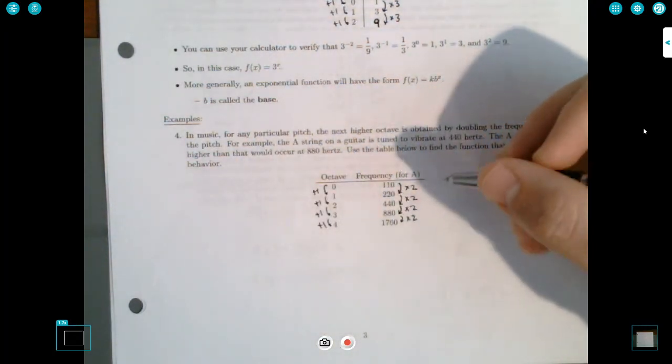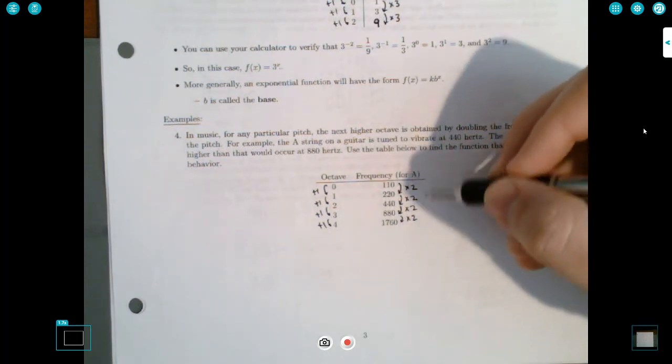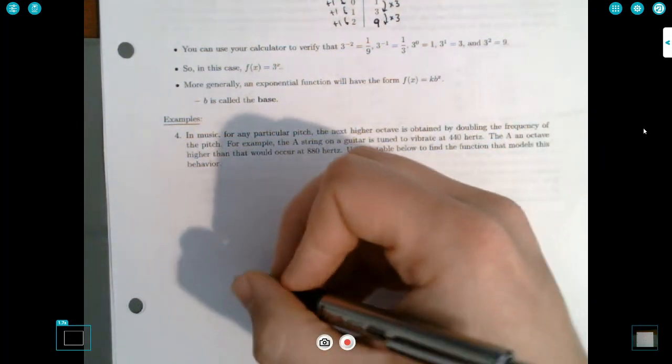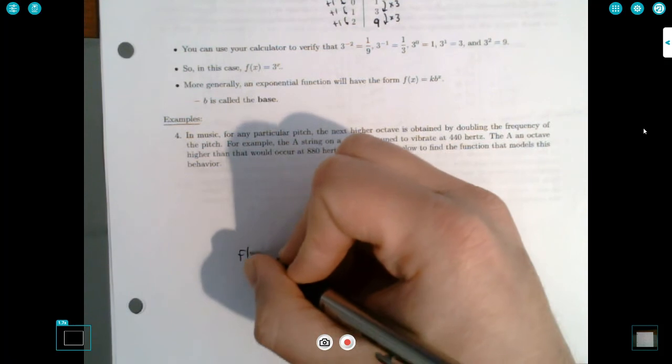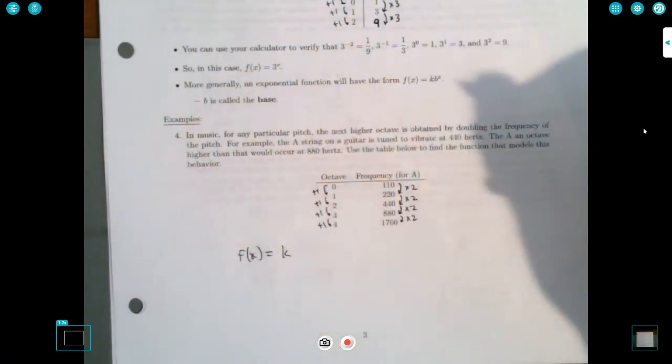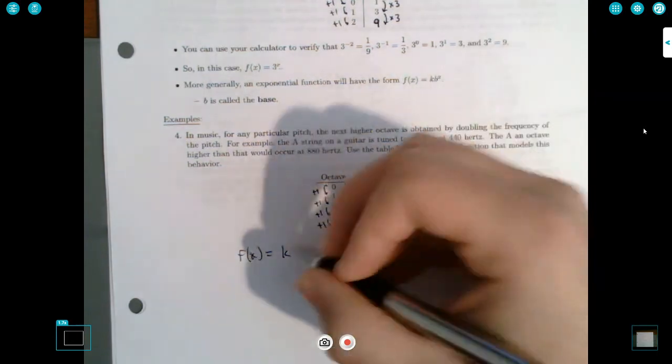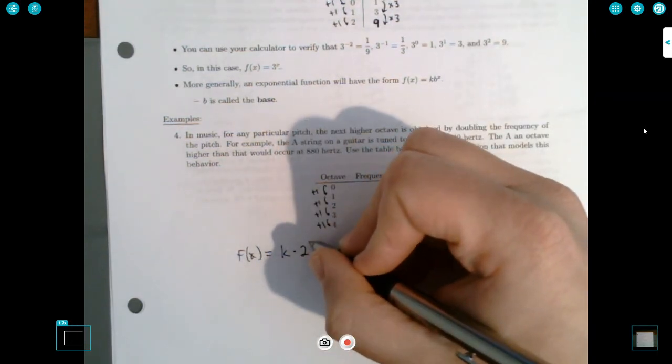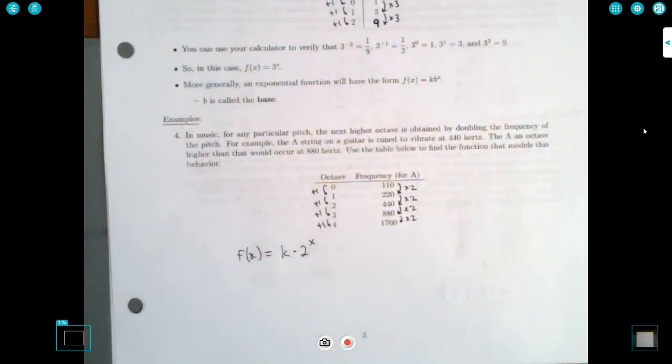So you know that this is an exponential function because you're multiplying by the same amount each time. So this is an exponential function, which means it has the form k times this number to the x. Now the question is, what is k?